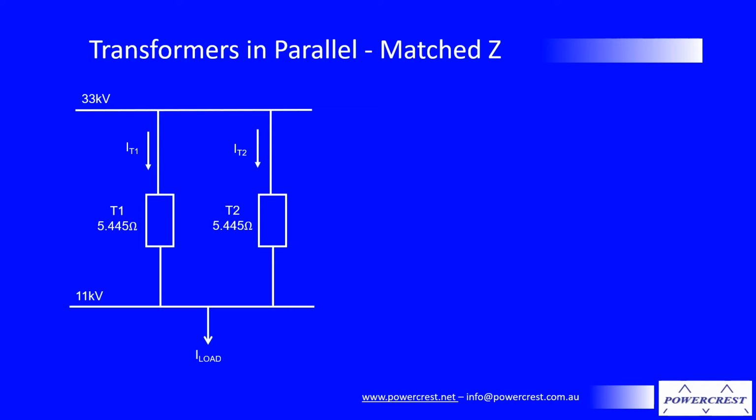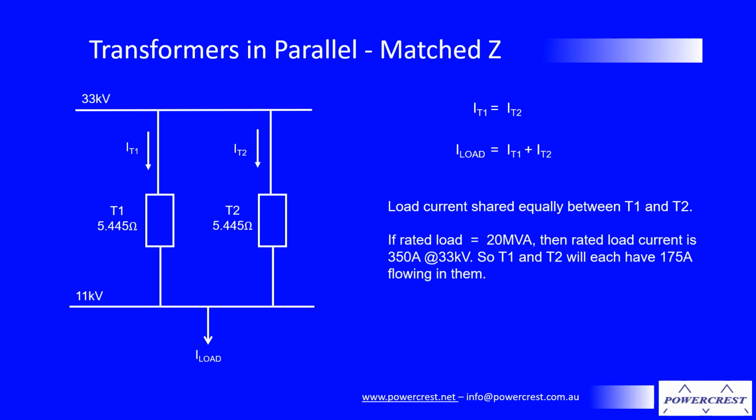And we see that the current in transformer 1 must be equal to the current in transformer 2. So the load current, of course, is just the sum of the two transformer currents. And we can also see that the load current is shared equally between T1 and T2. So let's say rated load is 20 MVA, then the rated load current is 350 amps at 33 kV, right? So T1 and T2 will each have 175 amps flowing in them respectively.